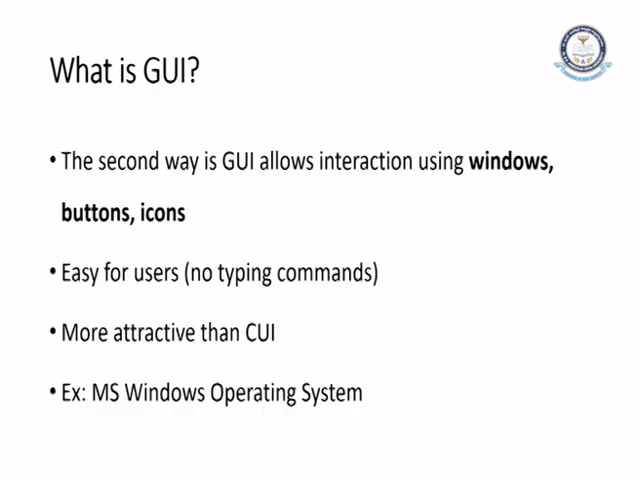GUI stands for graphical user interface. As the name suggests, here we are using graphical components like menus, buttons, radio buttons and so on. With the help of that, we can provide a good interface to the user. Here there is no need to write any command, and they can use the menus and buttons they have to perform the operations. That is the advantage of the GUI.